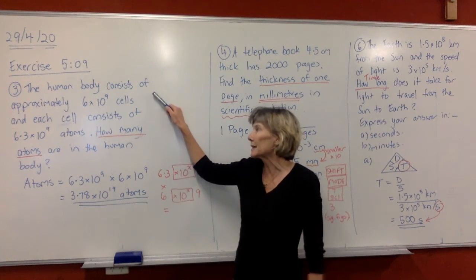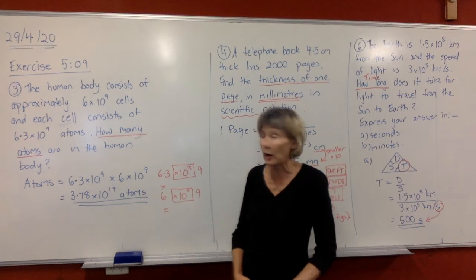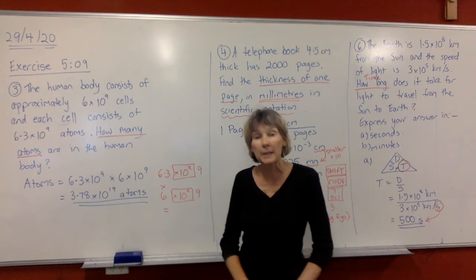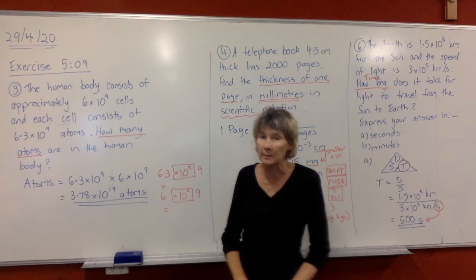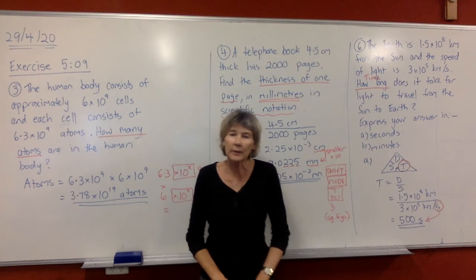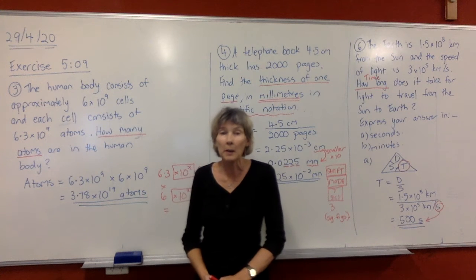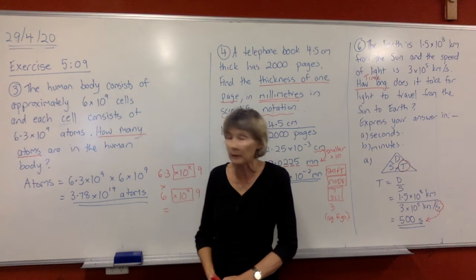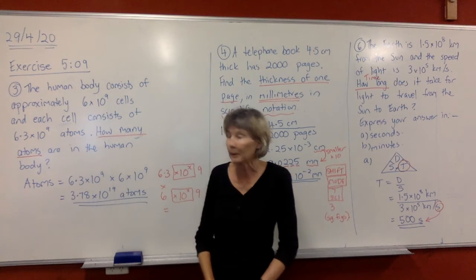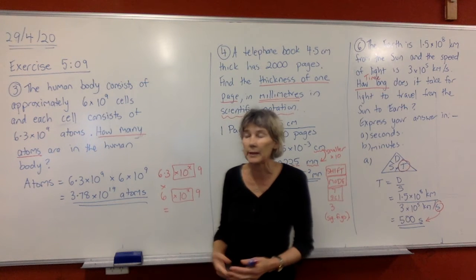So question 3 says the human body consists of approximately 6 times 10 to the 9 cells, and each cell consists of 6.3 times 10 to the 9 atoms. How many atoms are in the human body? Now this question, even when it gets asked in year 12 in their HSC, people have problems with, mainly because they get lost in the scientific notation in the question. So if we just change this and put some simple numbers in, you'll see what we need to do.